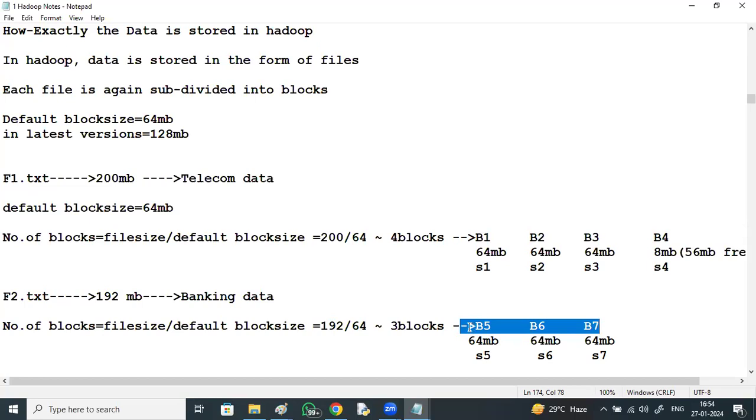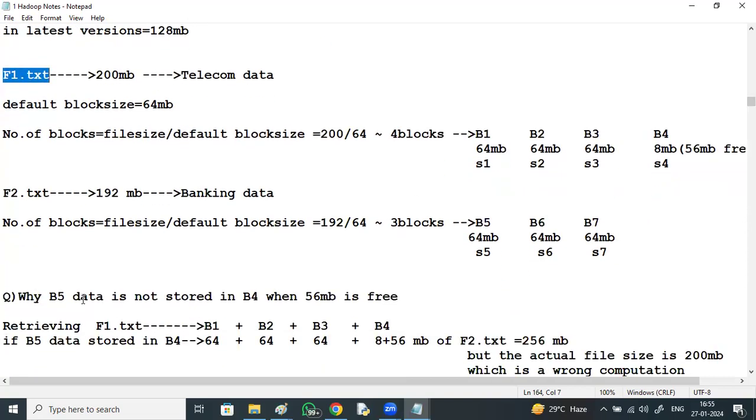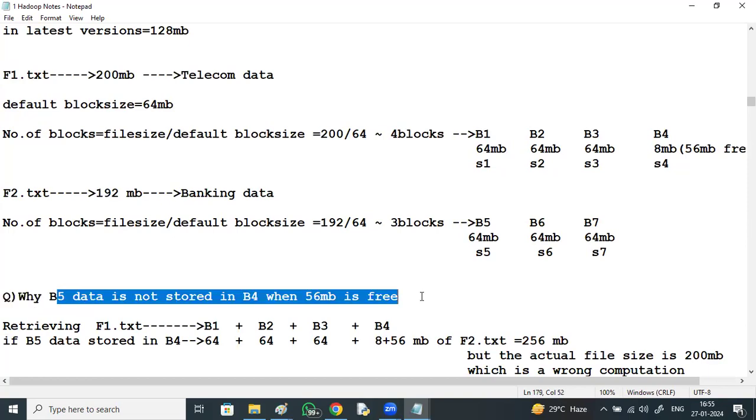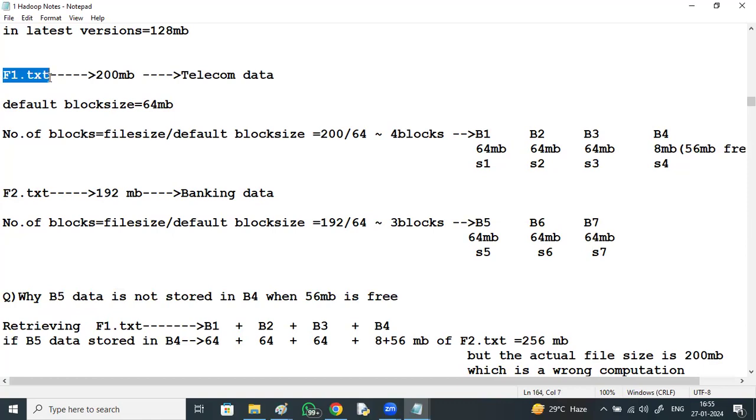Here I have a query. Why is B5 data not stored in B4 when B4 has 56 MB free? Understand this? Assume B5 data is stored in B4. Why is B5 data not stored in B4 when 56 MB is free? Assume I want to retrieve this f1.txt.